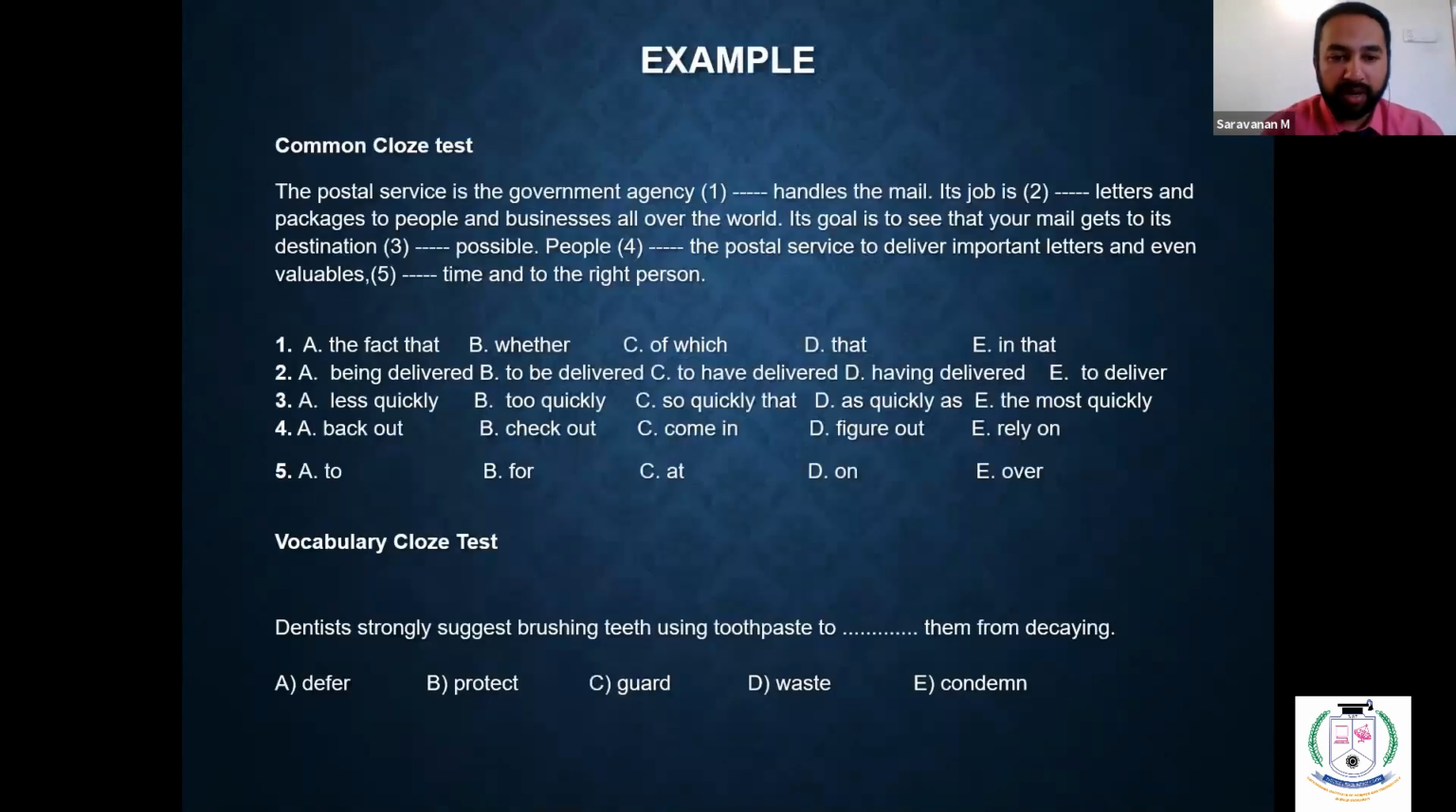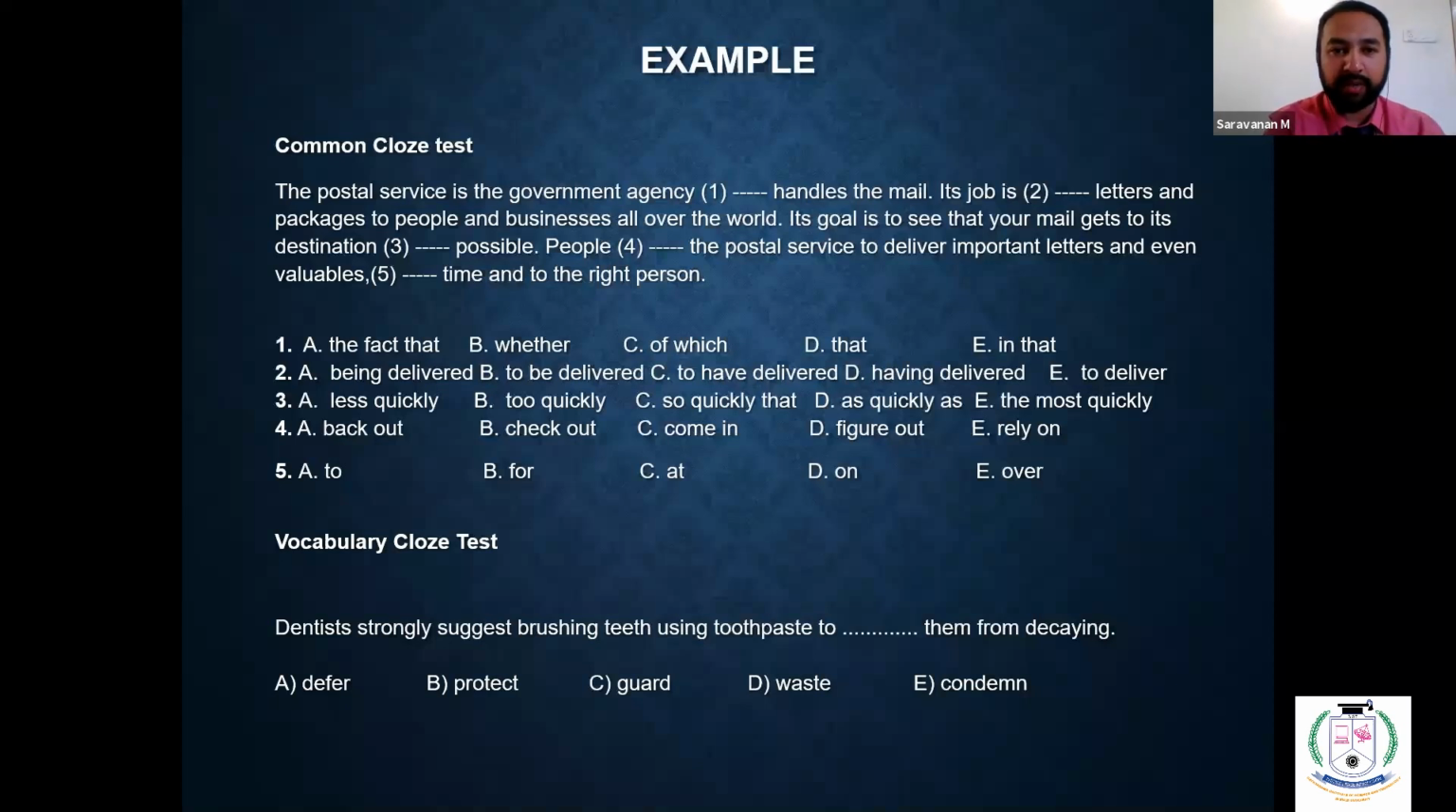Vocabulary cloze. See, dentists strongly suggest brushing teeth using toothpaste to dash them from decaying. So you can use protect them from decaying. So this is an example that we are telling you. The top one is the common cloze test, a passage where you are supposed to select the right one from here and put it over there. Through this, the passage is fulfilled and the right words are used in the right place.